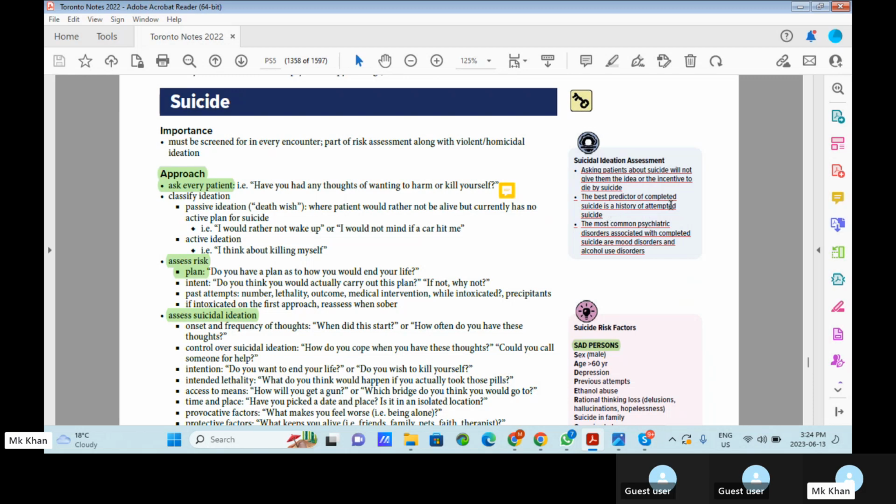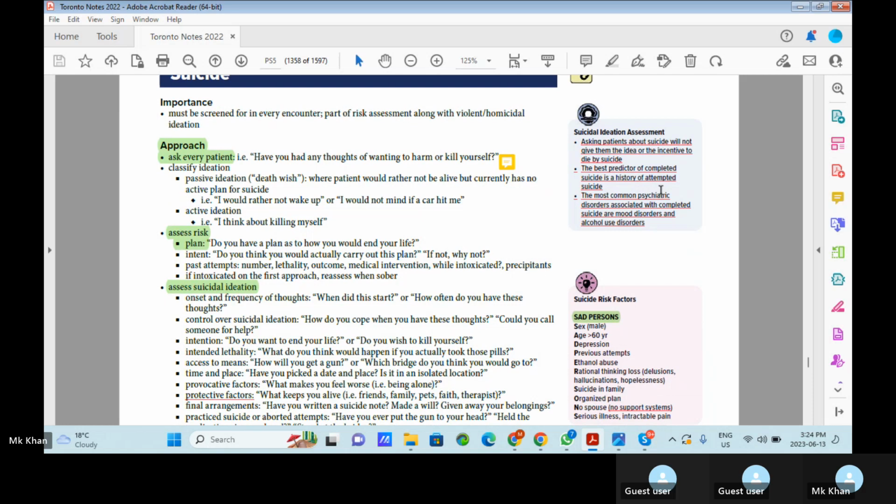The best predictor of completed suicide is history of attempted suicide. If there is any history of attempted suicide, that is the highest risk factor. The most common psychiatric disorders associated with completed suicide are mood disorders and alcohol use disorders. These two are important ones because they result in completed suicides.